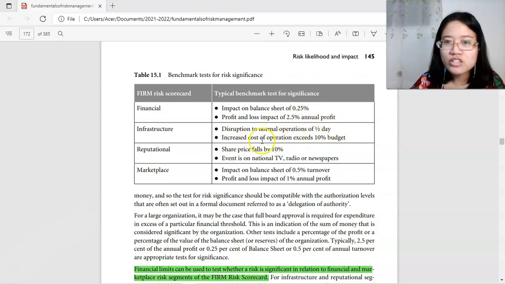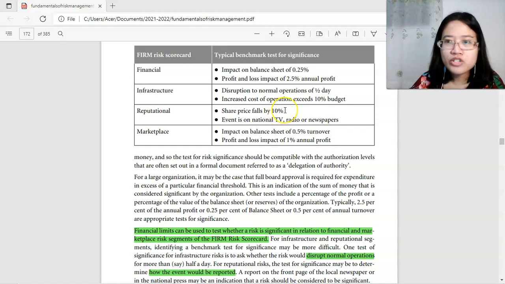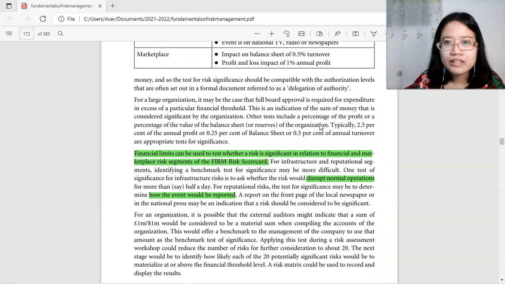Increased cost of operation, since ito ay cost, di ba, tumaas siya ng 10% compared to the budget, significant amount yan. Okay. Share price falls by 10%, para siyang devaluation ng 10%. Valued yung company at 100 million. Pag nagkaroon ng share price fall by 10%, edi magiging 90 million na lang siya, di ba? Ayan, significant amount. Event, national TV, and customer share, yung the possibility of loss. Okay? So, ayan. Impact of balance sheet, turnover, profit or loss, 1%.